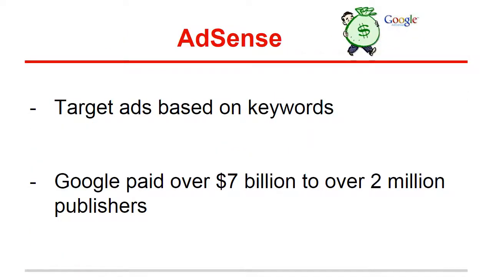About 30% of Google's revenues comes from running ads on websites. Google originally developed AdSense to target ads based on keywords that are detected inside the content of the website. For example, if you read a sports article online, it might contain ads from ticket sellers to sports memorabilia vendors. Participants in AdSense get 78 cents for every AdSense dollar Google makes. Google paid over $7 billion to over 2 million publishers in 2012.